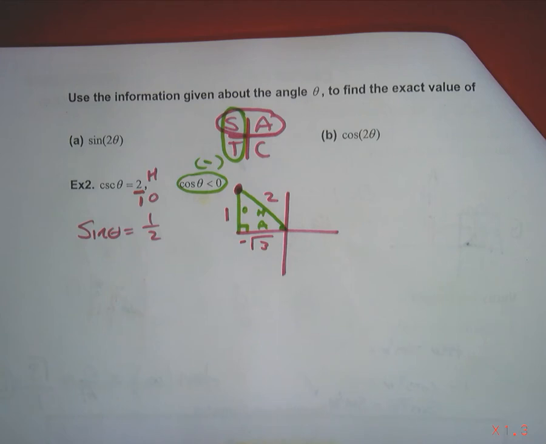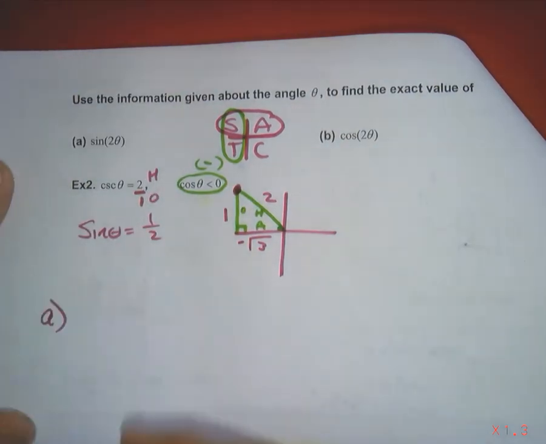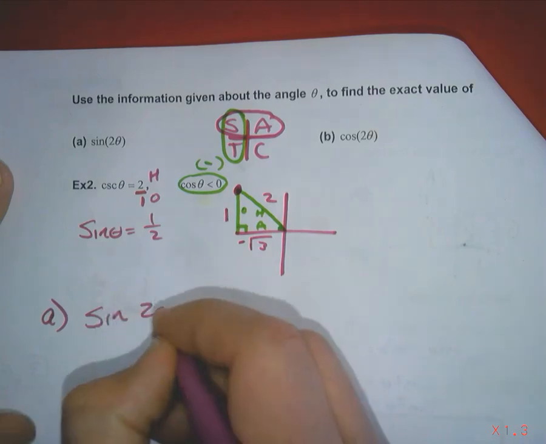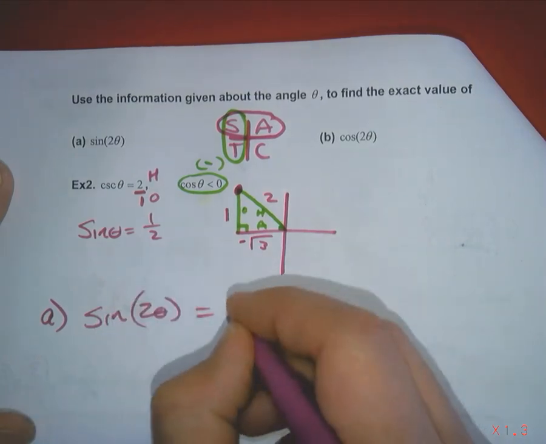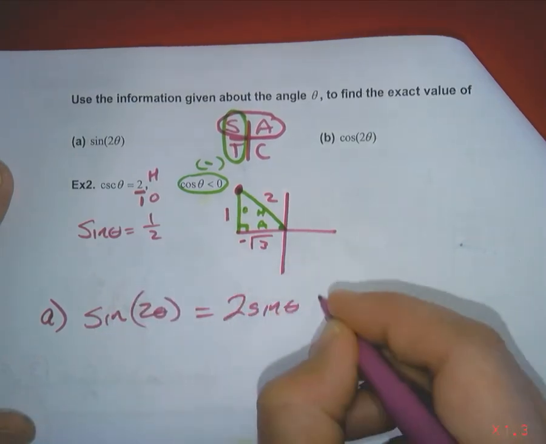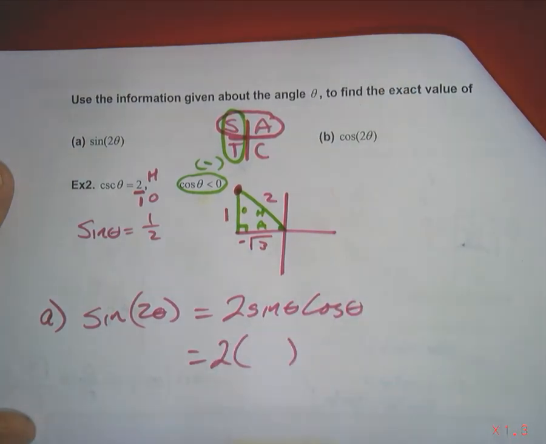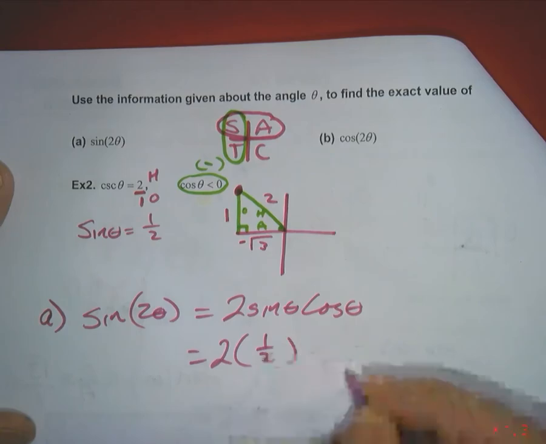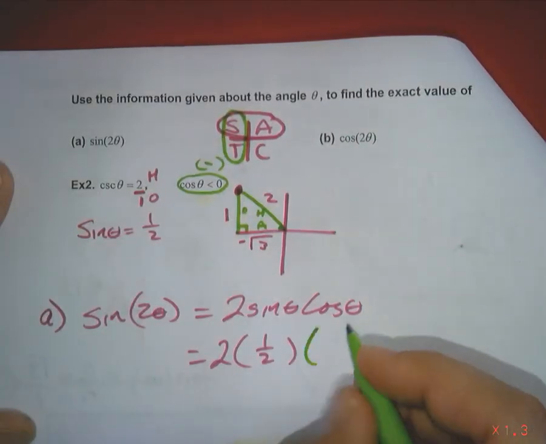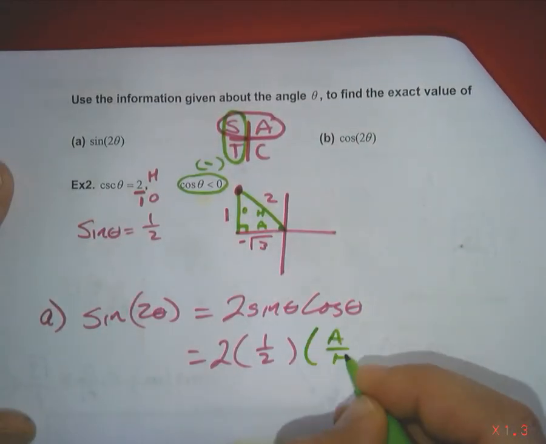All right, so as I take a look, now I have all the information I need to find part A. I want the sine of 2 theta. That is 2 sine of theta, cosine of theta. We know sine of theta, that was given to us. And now we want cosine, which is A over H, right?